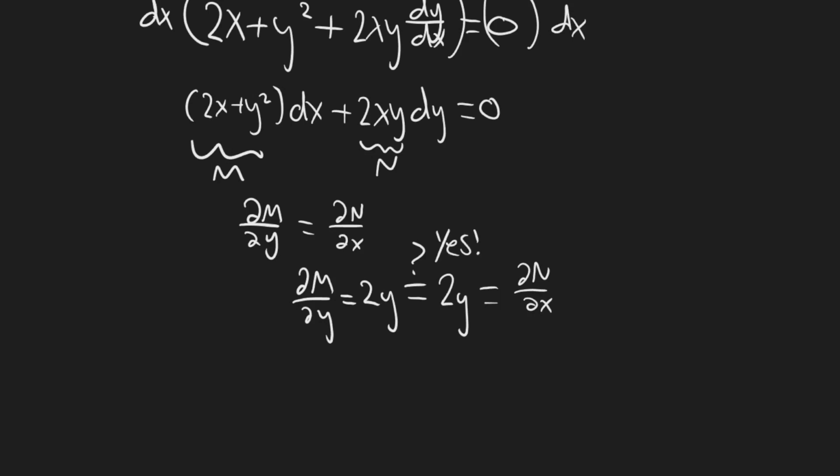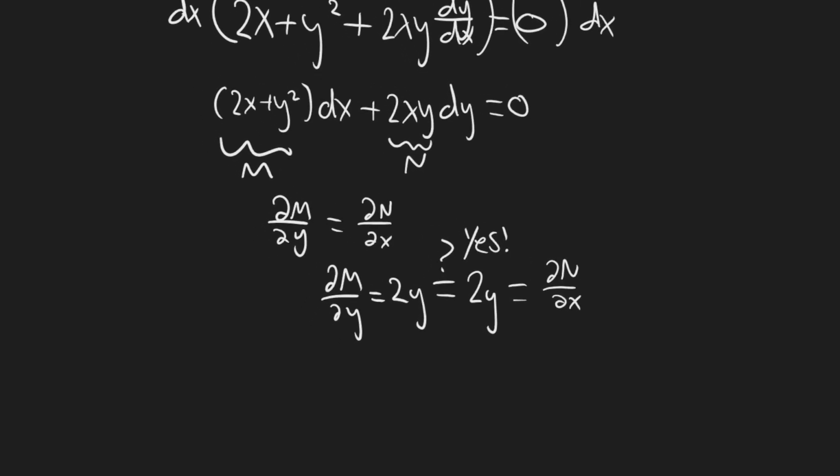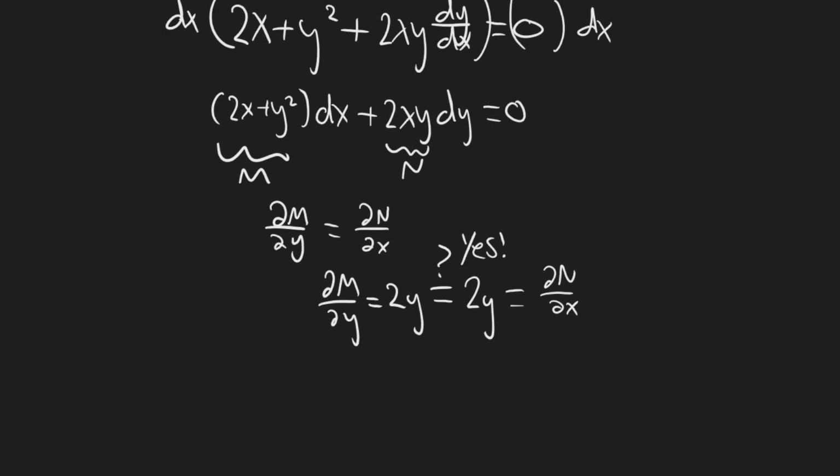And if you were to find that the partials weren't the same, then simply that's not an exact ODE and this method won't work. So you'll have to try something else. But we know for sure that this is exact because of this method, and so we can move forward and actually solve for the ODE here. Okay, so we know that partial psi partial x equals m, sorry about that. And we know that m equals 2x plus y squared, as we have denoted here.